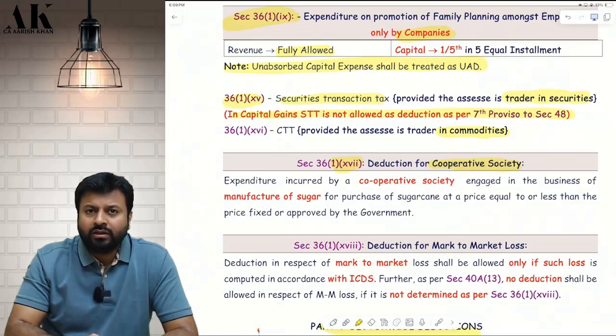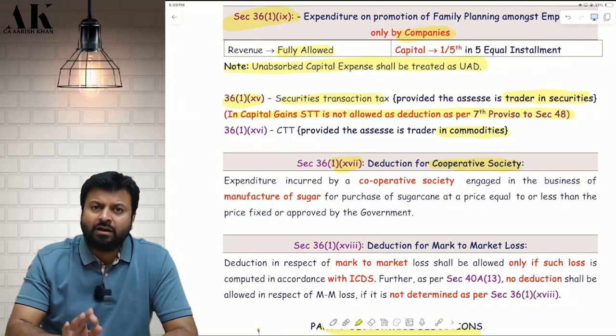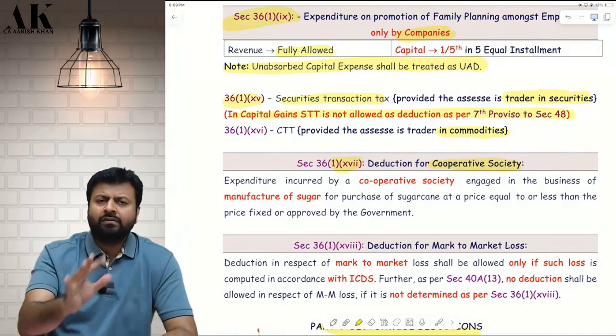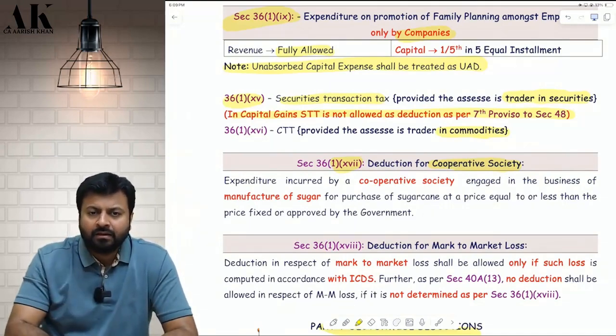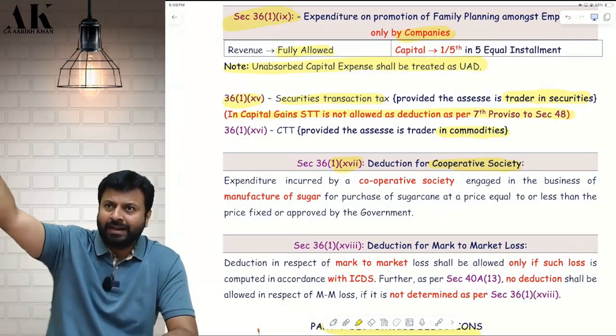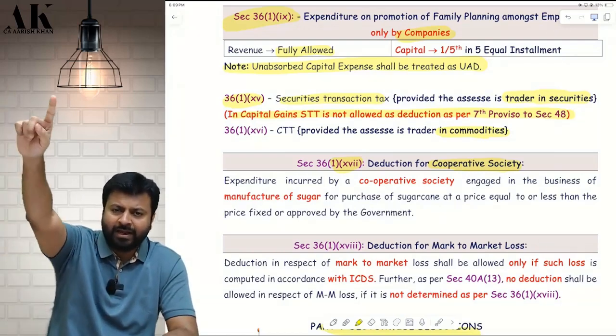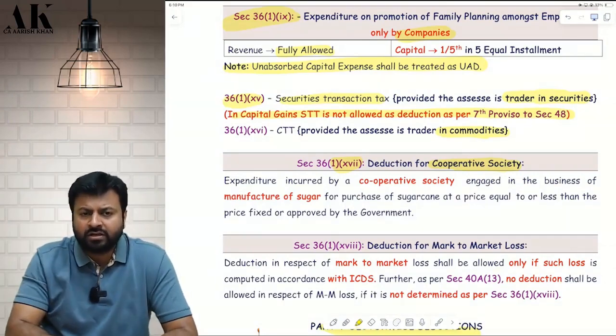So, if you buy at a price which is fixed by the government or you are buying at a lesser price, it will be allowed as a deduction. If you are buying at a very high price from black market, where it is sold at a very high price, then we will not allow you the deduction. Is it clear to all of you?